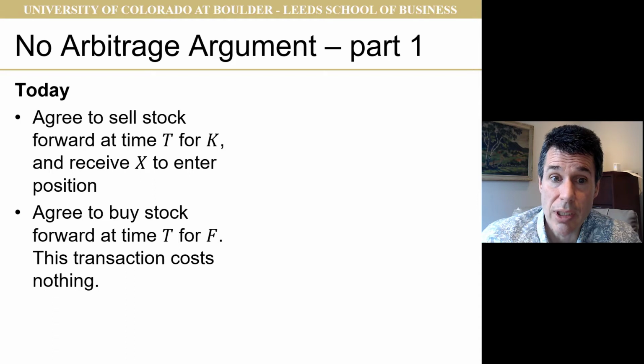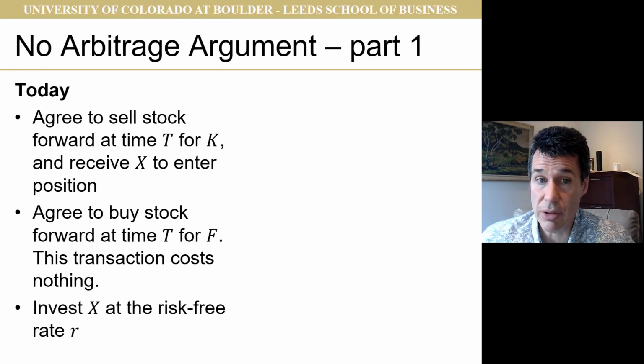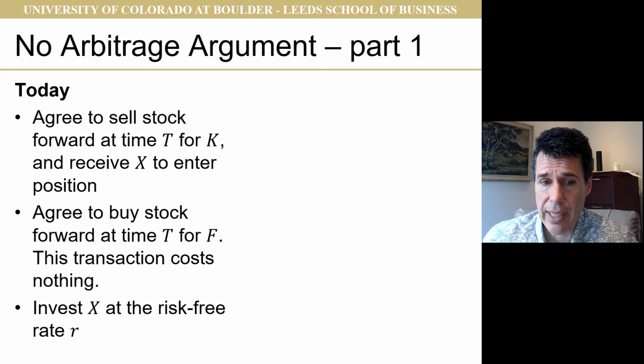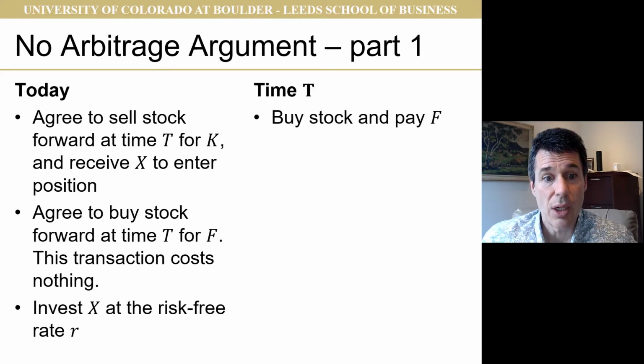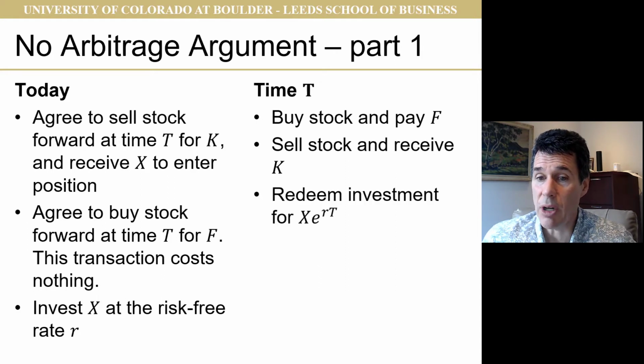Now, we can also enter into a forward contract on market, as we'd say, for F, the forward price. So we agree to buy the stock forward at time T for F. That doesn't cost us anything. Now we're going to invest X at the risk-free rate R. Again, if X were negative, we're borrowing X, but I'm going to call it investing X. So we wait until the maturity of the contracts. We buy the stock and pay F, that's the second contract. We sell the stock and receive K, that's the first contract. We redeem our investment for X e to the RT. Again, that could be a negative number, in which case we have to pay it.